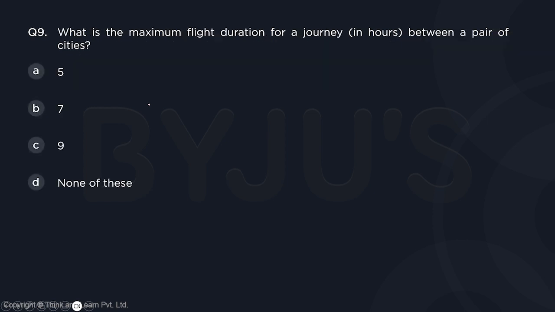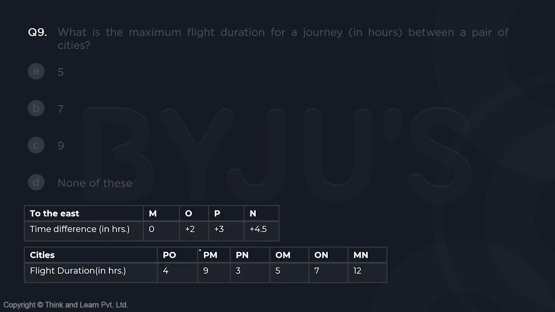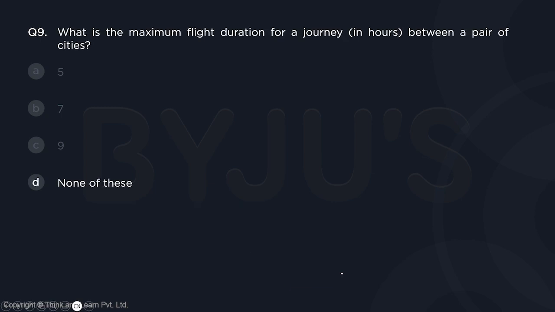Let's move on. Question number 9. What is the maximum flight duration for a journey between a pair of cities? If you calculate all of them, these are the time durations between any two cities, and the maximum is between M and N, which is 12 hours. So my answer for this question is none of these.